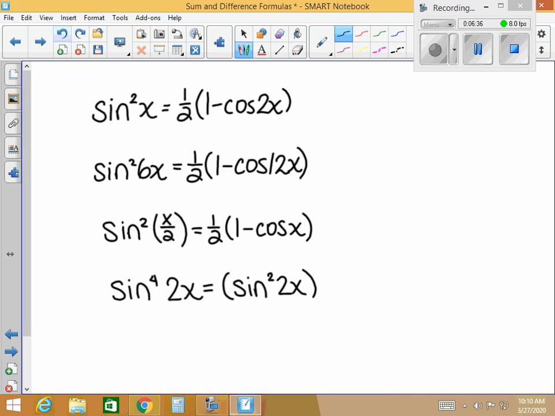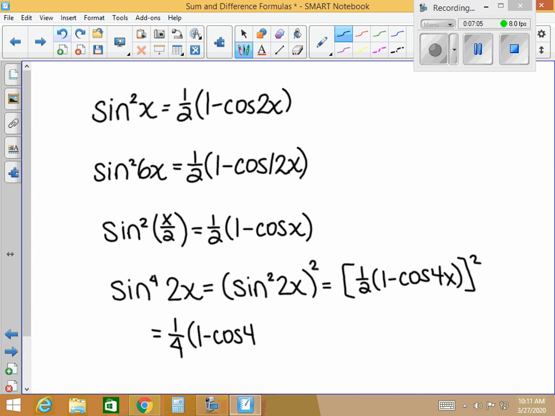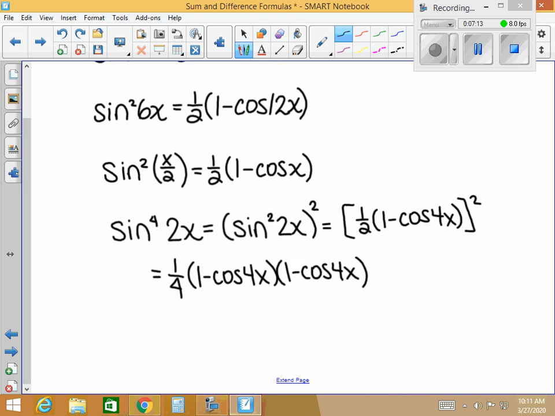If I have sine to the fourth power, that's sine squared squared, which means I have 1/2 times 1 minus cosine of double 2x, that quantity squared. When I square this, I'm going to square the 1/2 and call it 1/4. If I have to square 1 minus cosine 4x, don't forget that means I'm taking it times itself.